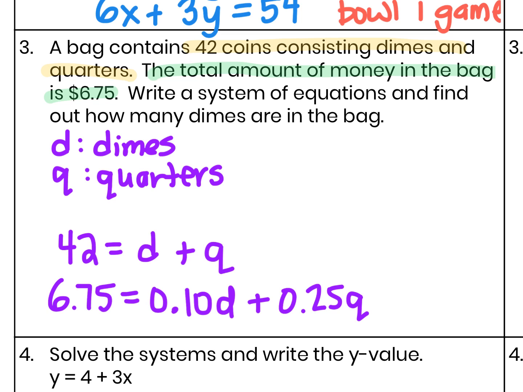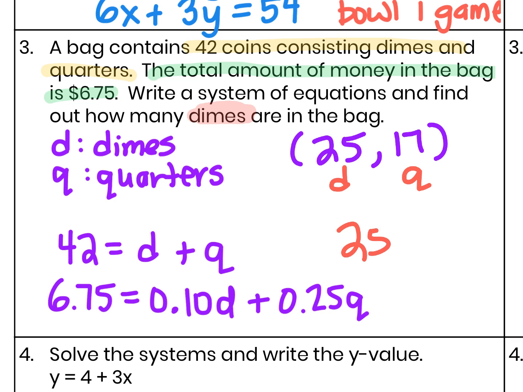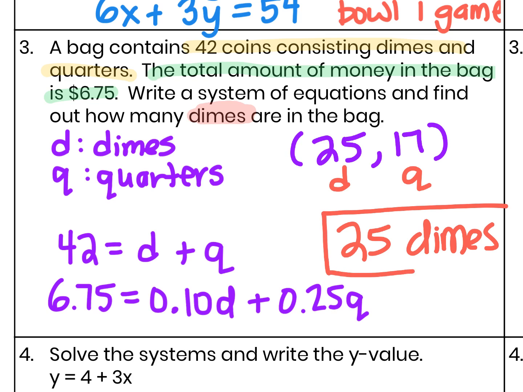When I type it, I get the answer 25, 17. But like before, they're only asking about a specific one. They're asking how many dimes. So look in your calculator and it'll label them for you. With mine, D was the first one and Q is the second one. So the answer for this question is there are 25 dimes in the bag.